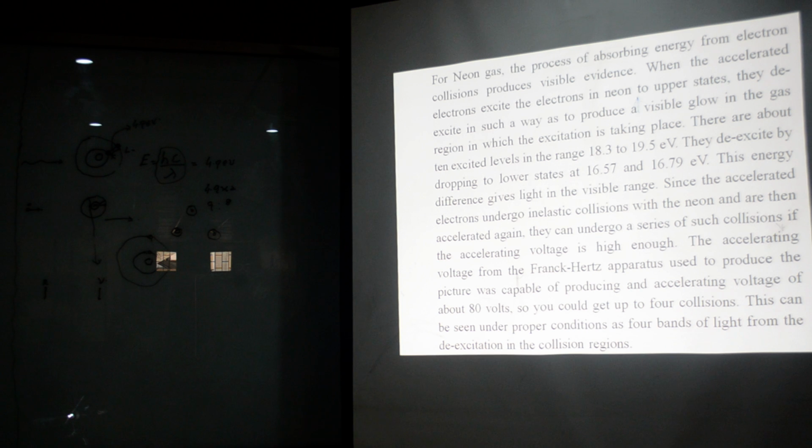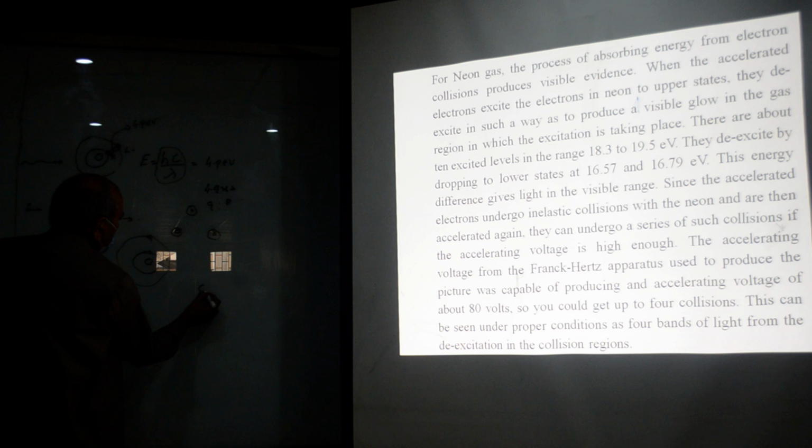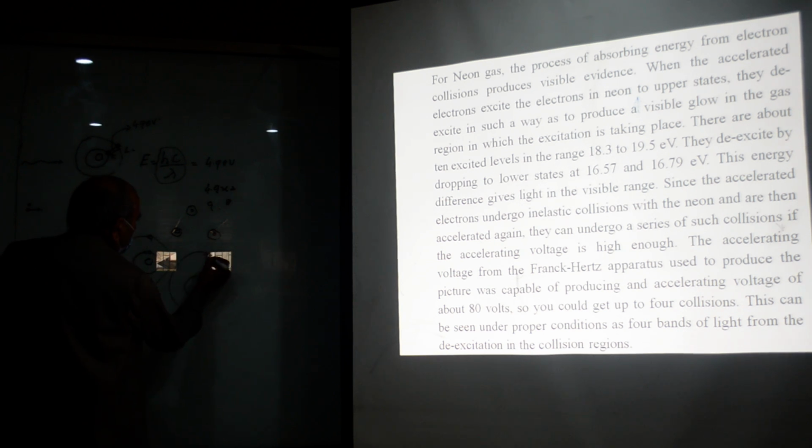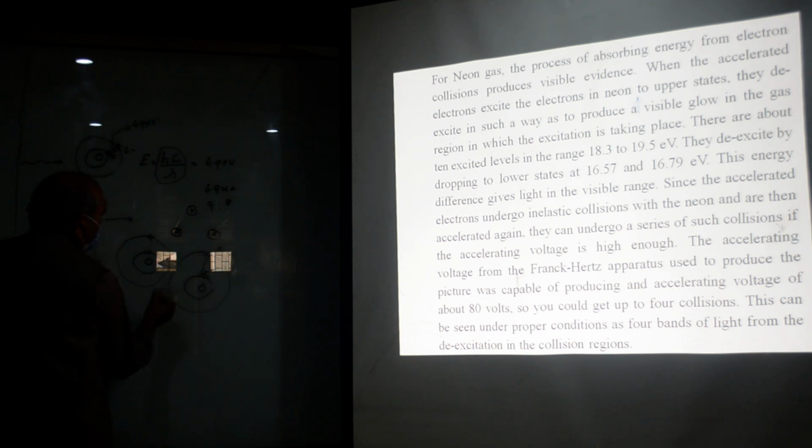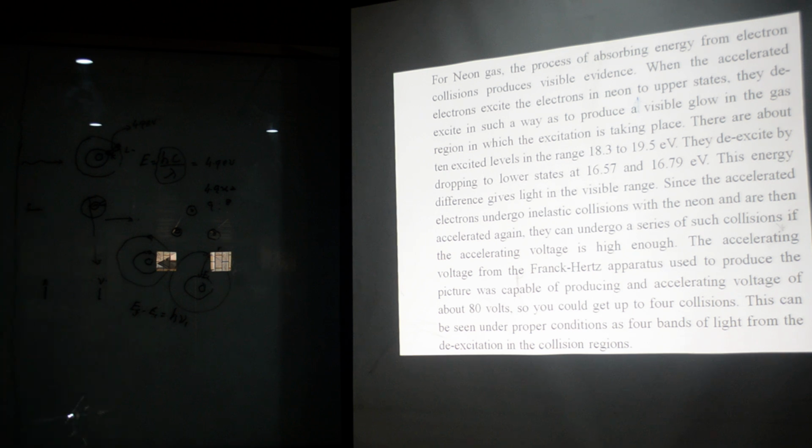This can be seen under proper conditions as 4 bands of light from the de-excitation in the region. Emission takes place when an electron takes energy in going from here to here. When it comes back, this energy is higher and this energy is lower, E_F and E_I. E_F is greater than E_I. So the difference in energy, E_F minus E_I, will be emitted in the form of a photon h nu 1, for example. So this will be a particular frequency.